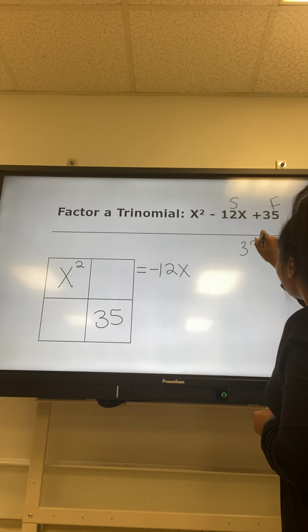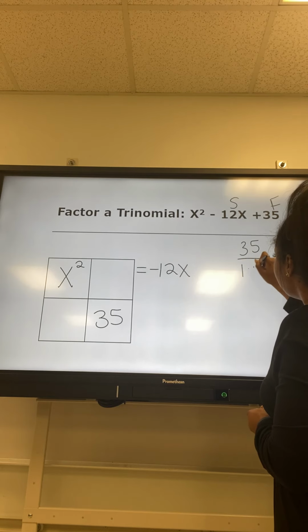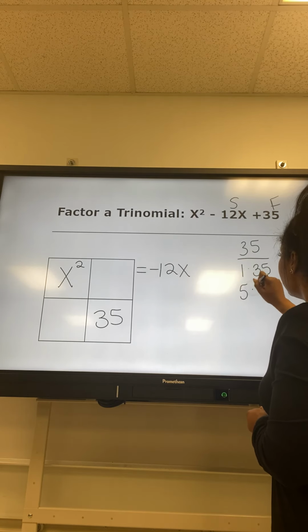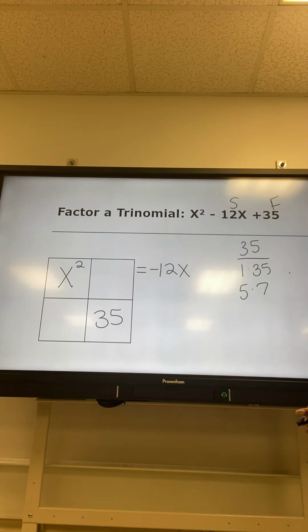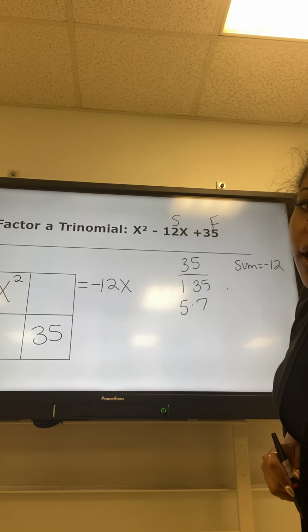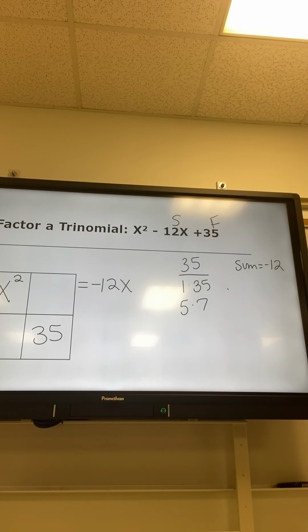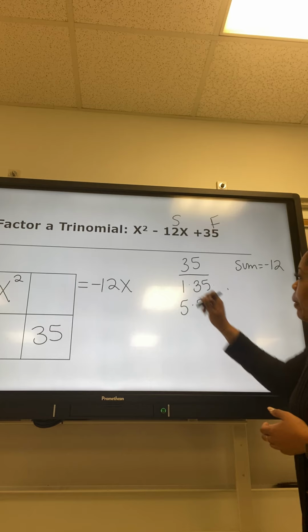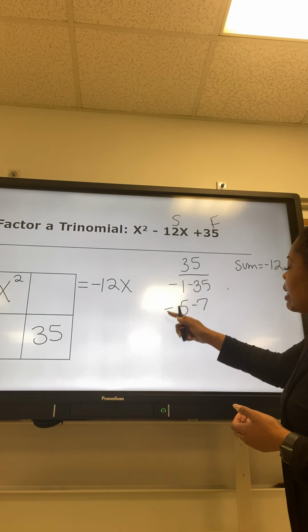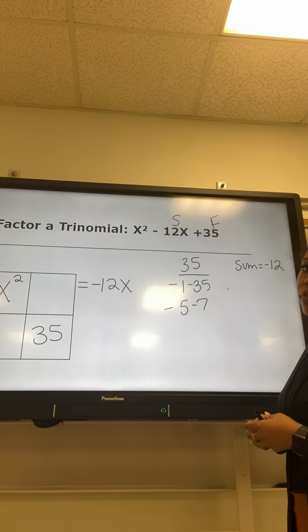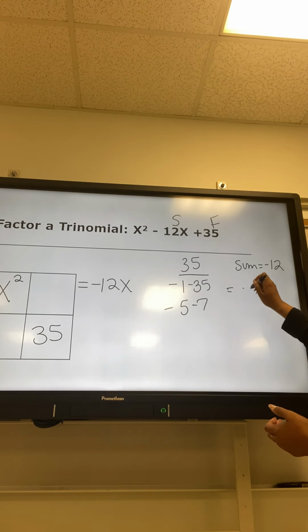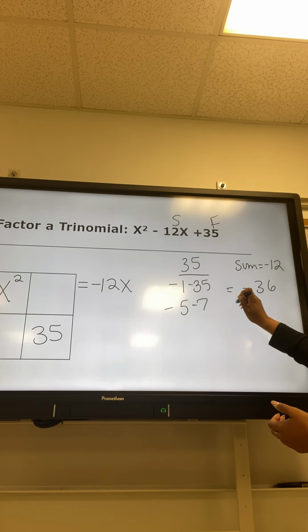So we're going to start with 35. So we have 1 times 35, and then we have 5 times 7, right? Those are the only factors of 35. We need them to sum to negative 12, right? And so we talked about we have to play around with our signs. If we have a positive factor but a negative sum, that means that we have to make both of these numbers negative, because a negative times a negative is still going to give us a positive 35. When I sum these, I'll get negative 36, and then here I'll get negative 12.